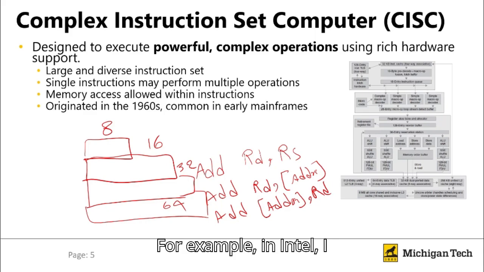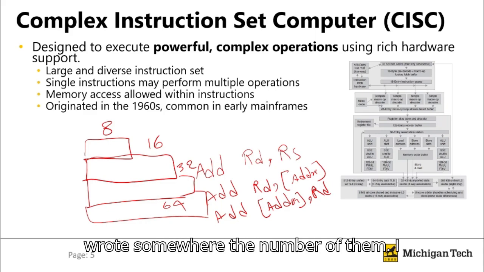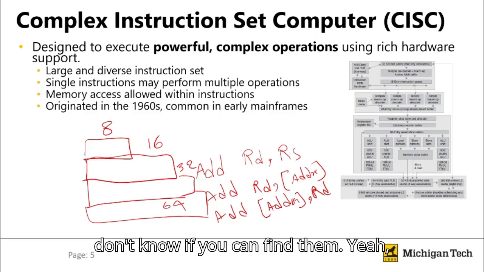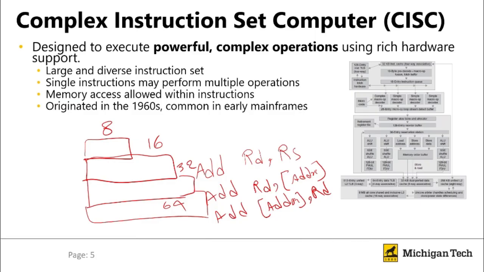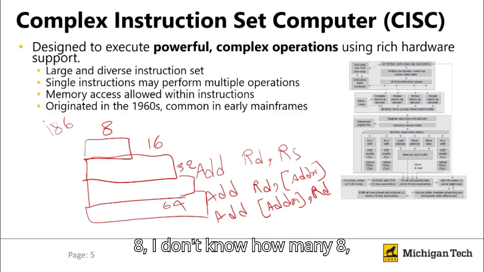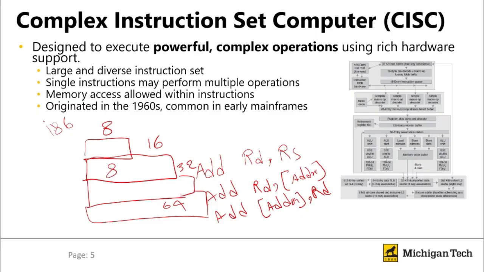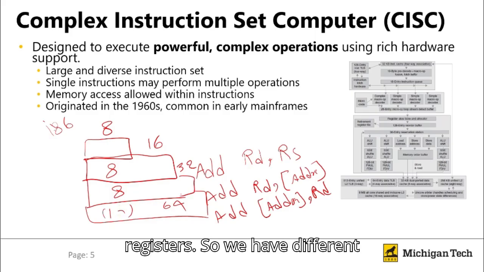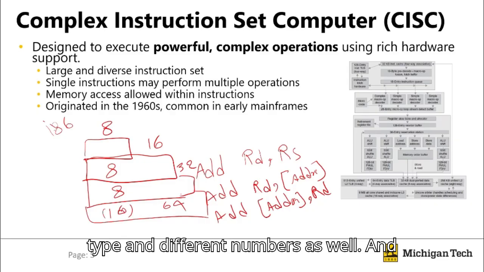For example, in Intel, I wrote somewhere the number of them. I don't know if I find them. Yeah, for example, in the x86 family of Intel, we have 8, I don't know how many 8, but we have 8, 16, we have 32, and 64 registers. So we have different types and different numbers as well.